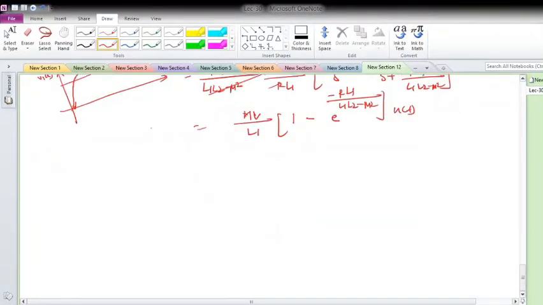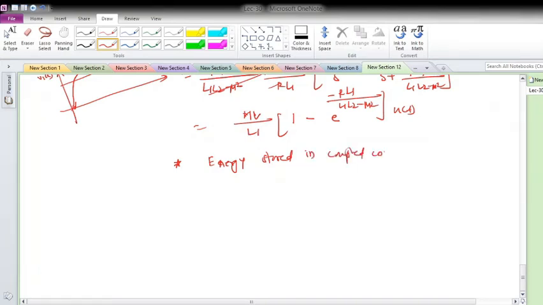So this way we can solve any kind of circuit which involves mutually coupled circuits. Then, last bit on it, I'll quickly tell you what is the energy stored in a coupled coil.